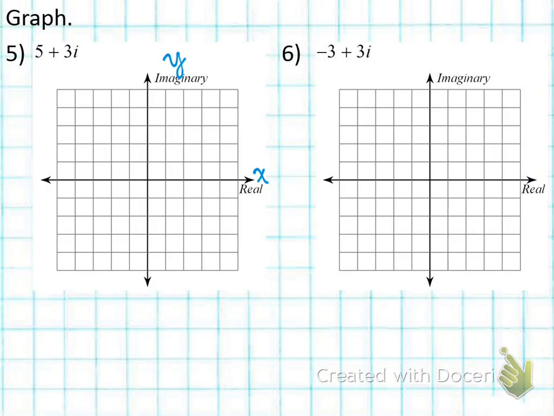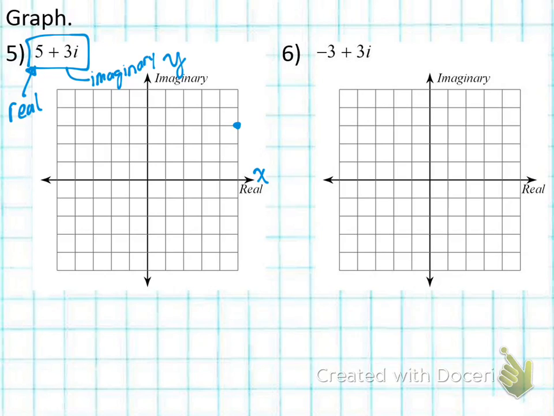So, for example, on number 5, it says 5 plus 3i, right? So 5 is the real part, and 3i is the imaginary part. So if that's the case, then I would start on my origin, starting with the x-axis. I would move 5 points to the right. 1, 2, 3, 4, 5. Okay? And then move 3 points up from there. 1, 2, 3. And that's where I should end off my points. So this is where my answer would be. That's it. Cupcakes, right?